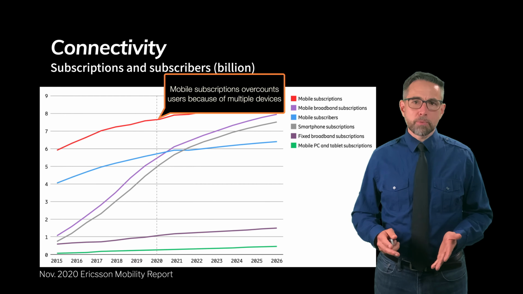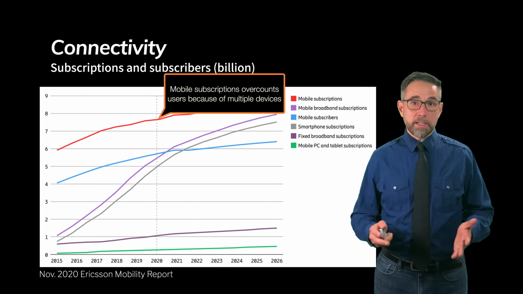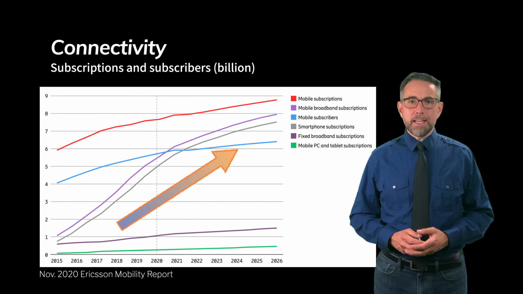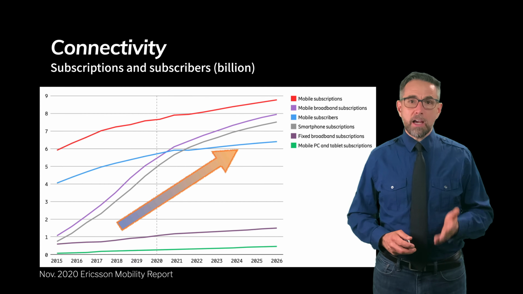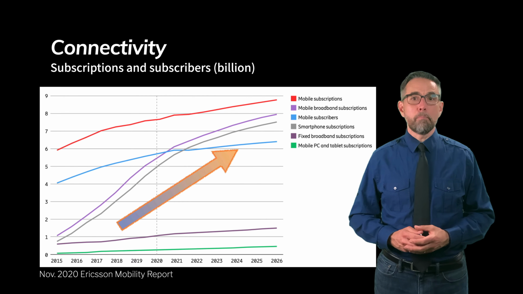Similarly, when you count mobile subscriptions, you're probably overcounting users, because users often have multiple devices for which they need to buy separate subscriptions. But the overall trend here is to notice that connectivity is going up. The scale on the left is the number of subscriptions and subscribers. It's just a raw number in the billions.